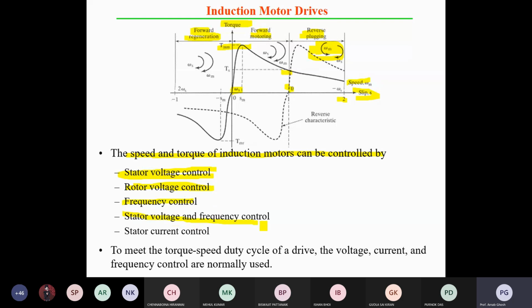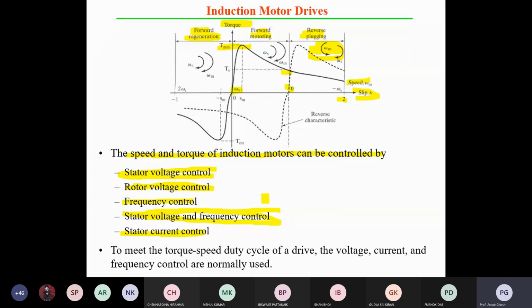To meet the torque-speed duty cycle of a drive, voltage, current and frequency control are normally used. That's why we are using voltage, current and frequency control. So for induction motor drives, what are the most important points?